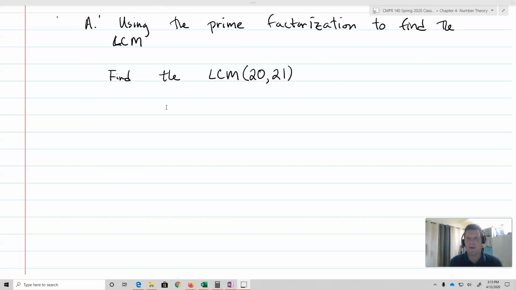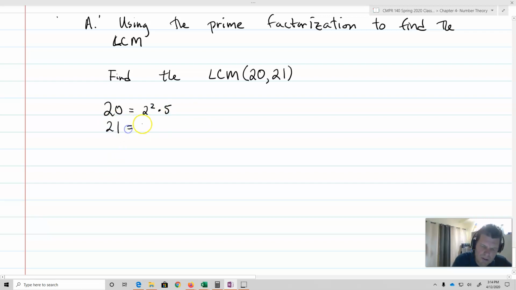So what we're going to do is use the prime factorization to find the LCM. Let's take, for example, 20. 20 is going to equal 2 squared times 5, right? 4 times 5, so that's 2 squared times 5. And 21 equals 3 times 7.